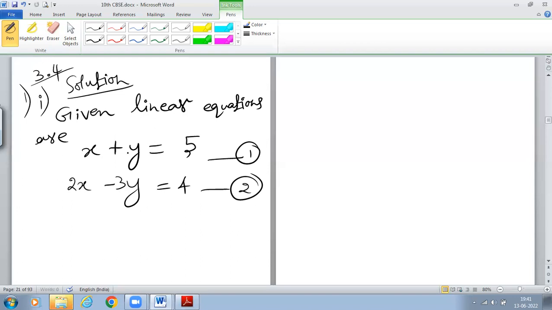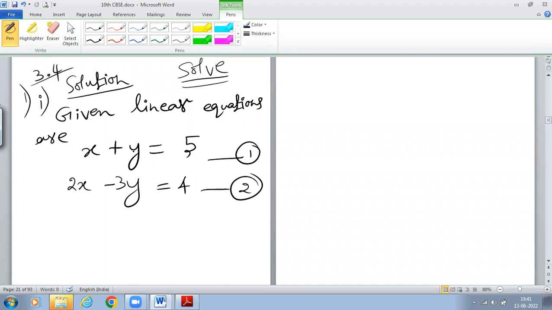So how to solve? The meaning of solve is to find the values of x and y. See here, in the question they have clearly mentioned solve. What is the meaning of solve? Solve means we have to find the values of x and y for which both the equations get satisfied. Again I repeat, solving means finding the values of the variables x and y, for which both the equations get satisfied.